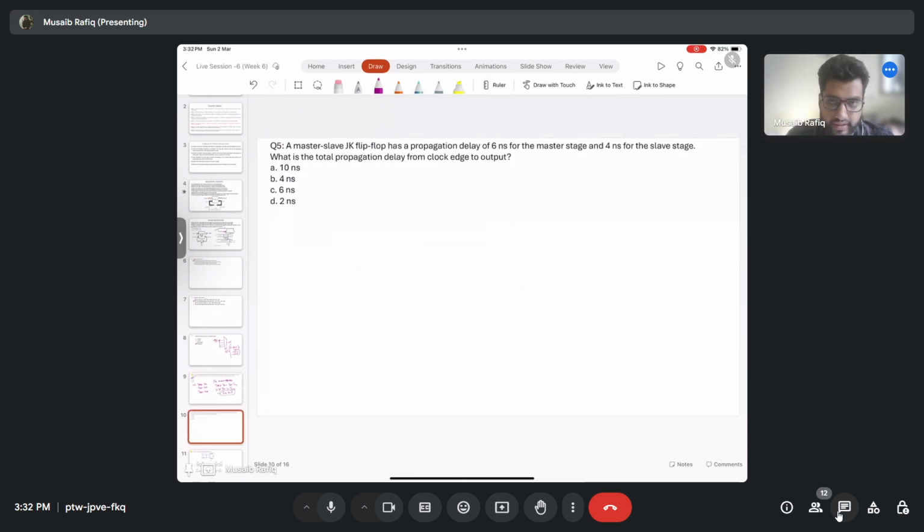Now question 5, it asks us: a master slave JK flip-flop has a propagation delay of 6 nanoseconds for the master stage and 4 nanoseconds for the slave stage. What is the total propagation delay from clock edge to output? So we need to find the total propagation delay from clock edge to output. So basically in a master slave, I'll write it.